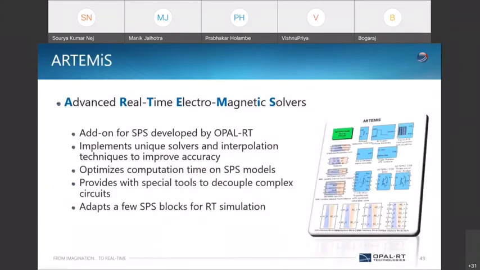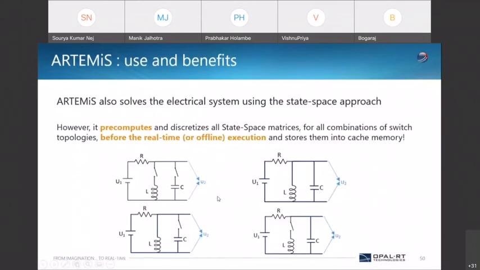Now the solution which we provide on the power system side is called Artemis. What Artemis does is, since we already know that we have two switches, and corresponding to these two switches we have four state space matrices, it pre-computes and discretizes all the state space matrices. This means whenever the switch changes its state, it will get the entire information from the cache memory, and the time which was initially required will be less now.